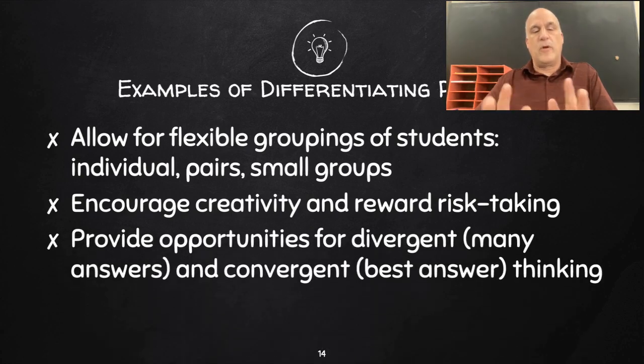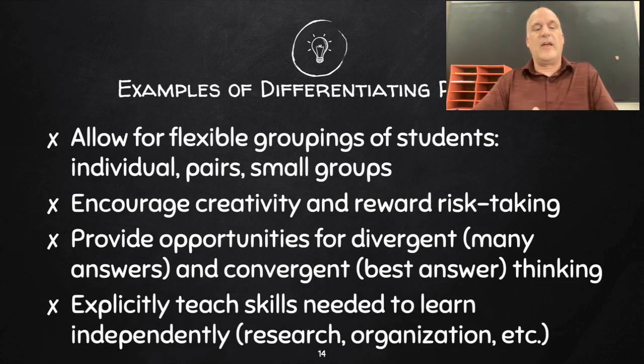We also need to provide opportunities for divergent thinking, which is many different ways to look at something rather than a single best answer. And then we also need to explicitly teach skills that help students, these executive functioning skills that teach kids how to learn independently. If we want them to be independent learners, we need to show them how. We can't just expect them to know that.